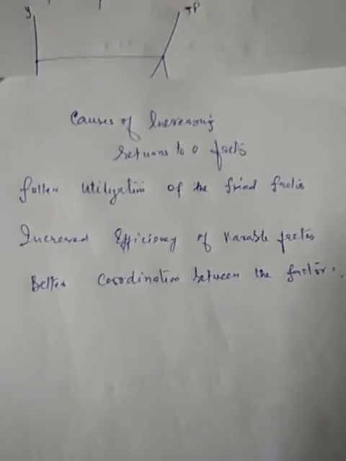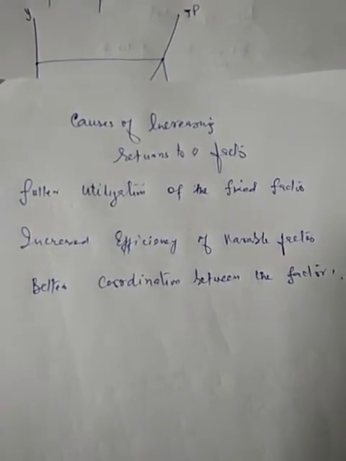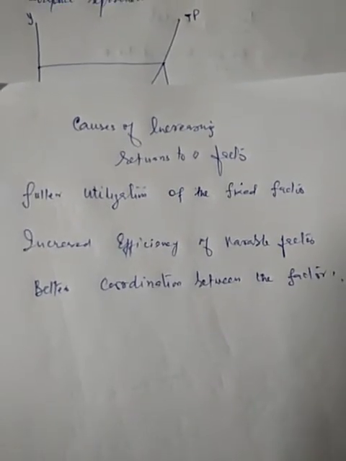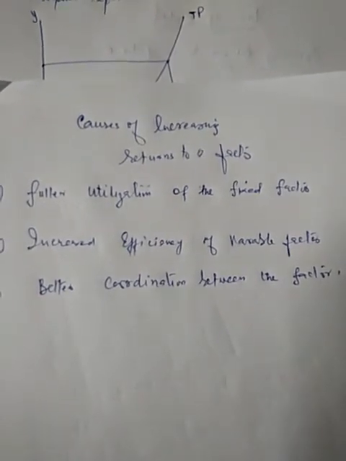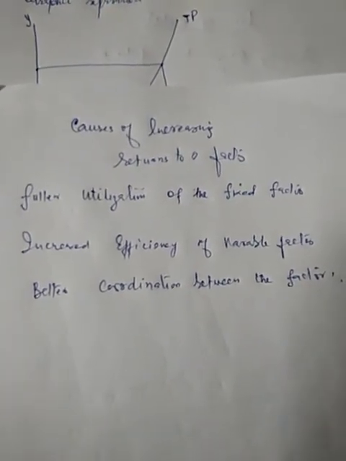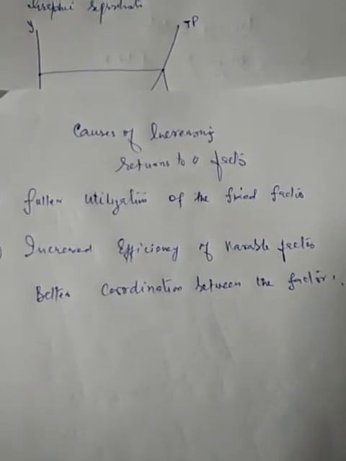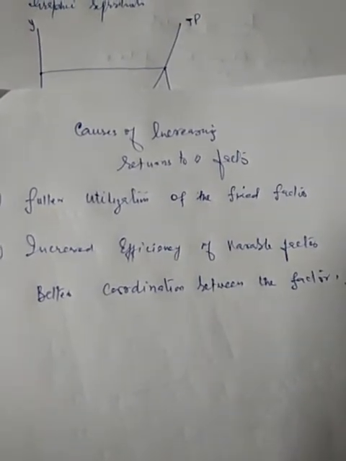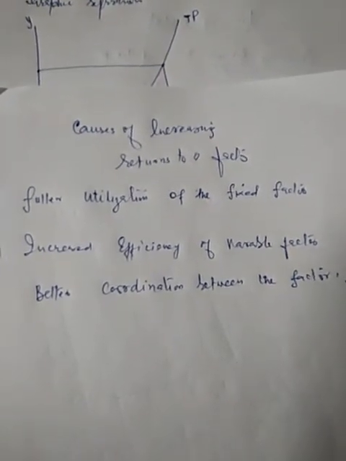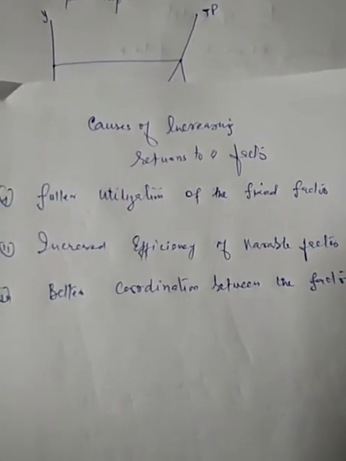Aap samajh lijiye, in the initial stages, fixed factor such as machine remains underutilized. It's not utilized to its fullest capacity. Its fuller utilization calls for greater application of variable factor, that is labor in our example. Hence, initially additional units of the variable factor add more and more to the total output. Our marginal product of the variable factor tends to increase. Agar hum inversely jaye, marginal cost of production diminishes or falls. Theek hai na? This is the first cause.